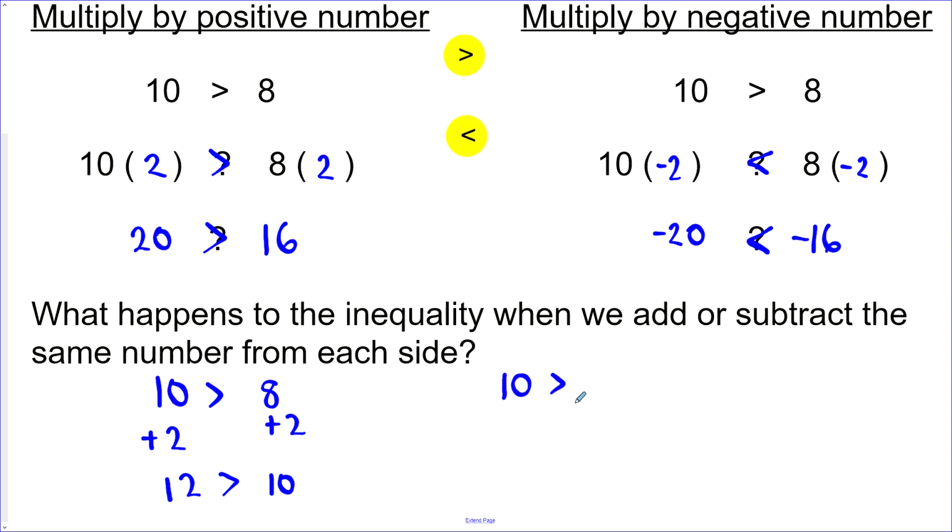What about subtracting a number though? So 10 is obviously greater than 8. Let's subtract something like 2 from both sides. 10 minus 2 is 8. 8 minus 2 is 6. So nothing happened. So what happens to the inequality when we add or subtract the same number from each side? Nothing happens to the inequality.